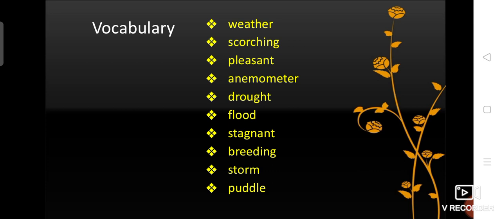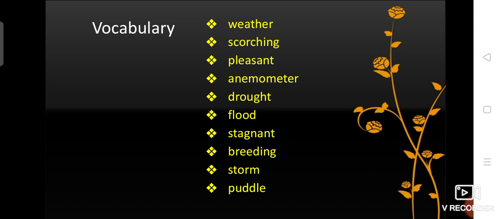Puddle means a small pond. Imagine like a very small pond. Suppose if we get rain for 2 to 3 days continuously, we will find some small ponds over there in areas, isn't it? That is called puddle. Kuttai. In Tamil they will say kutta. Kuttai means a very small pond, that is called puddle.